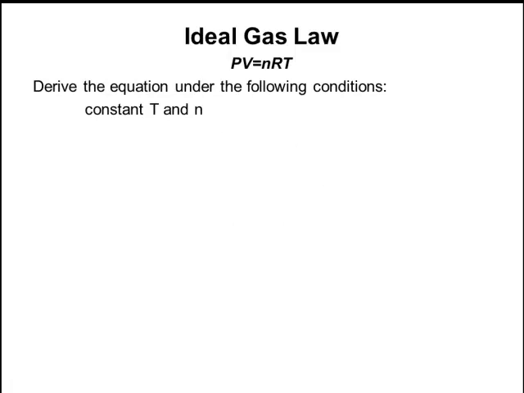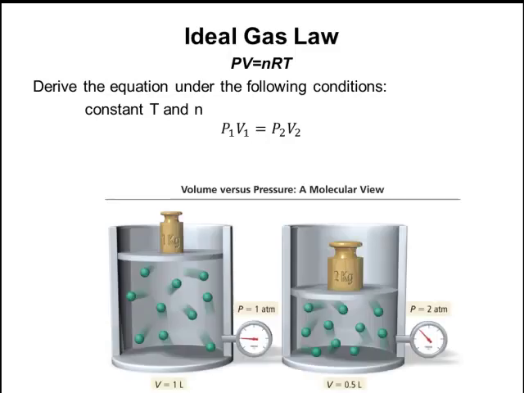All right, so let's look at an example of this. Remember, I'm under constant temperature and number of moles, so P1V1 equals P2V2. Well, if I look at this picture here, as I go from a volume of 1 liter at 1 atmosphere, if I decrease the volume in half and go to 0.5 liters, now I would be at 2 atmospheres. So my P1 is 1 atmosphere, my V1 is 1 liter, my V2 would be 0.5 liters, and I could calculate my P2.